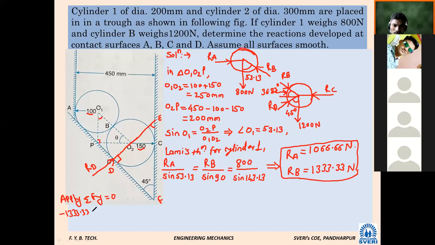Sine or cos? We have to take sine, because the angle is made with horizontal. Sine 36.87. Okay, RB is over. RC will not come. What about RD? Plus or minus? Plus RD.